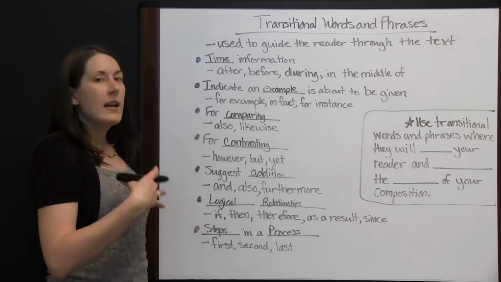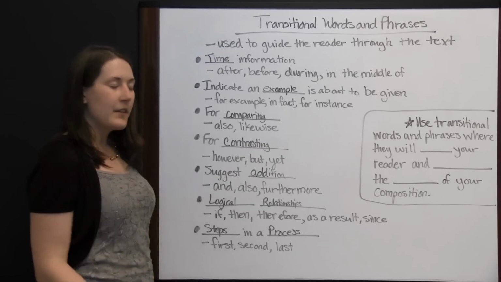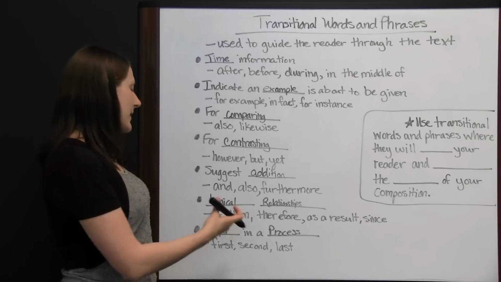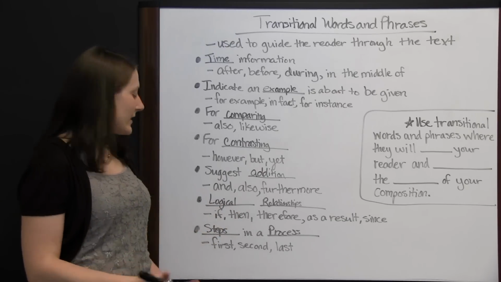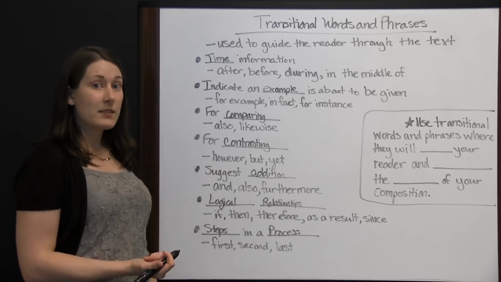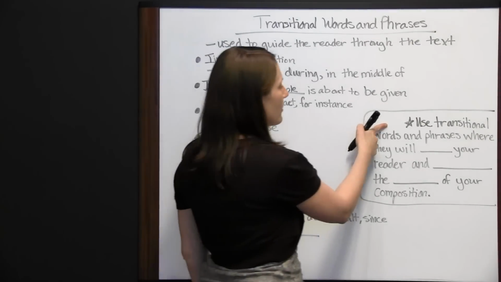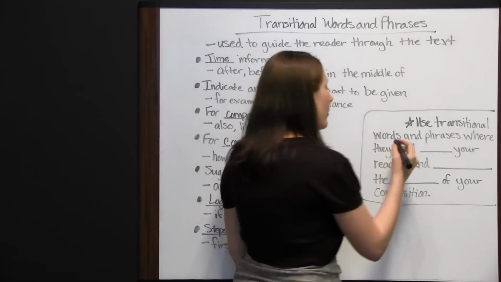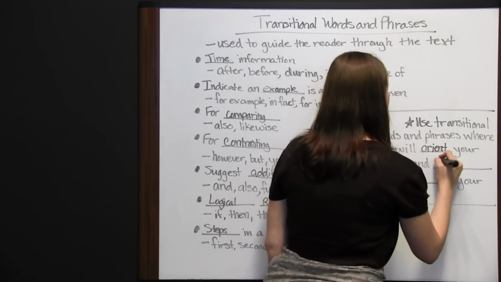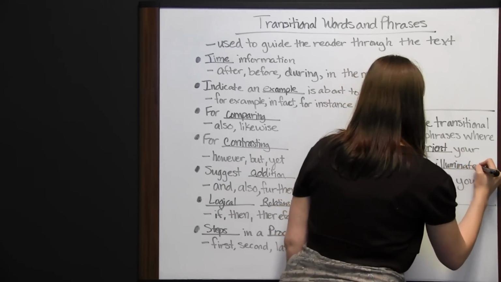They may throw in next, after that. They may not want to just put numbers all the time. Like last isn't telling you the 10th step, it just uses the transitional word last, but it still is giving you an idea of what step that is in a process. So make sure you use your transitional words and phrases where they will orient your reader and illuminate the structure of your composition.